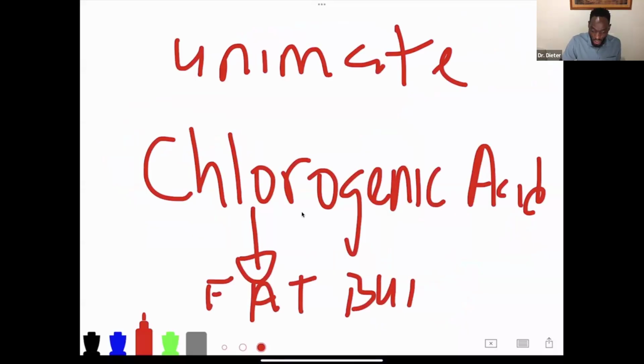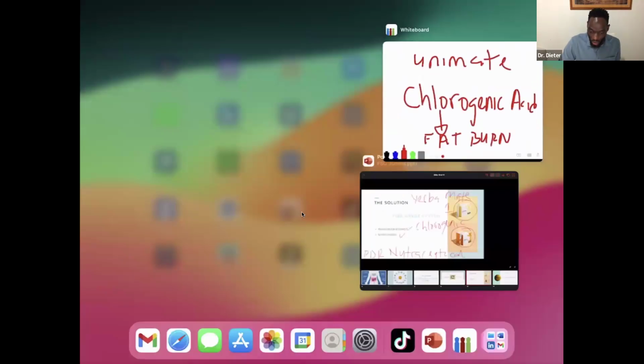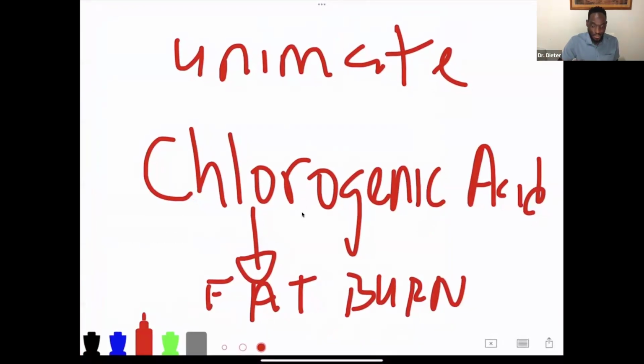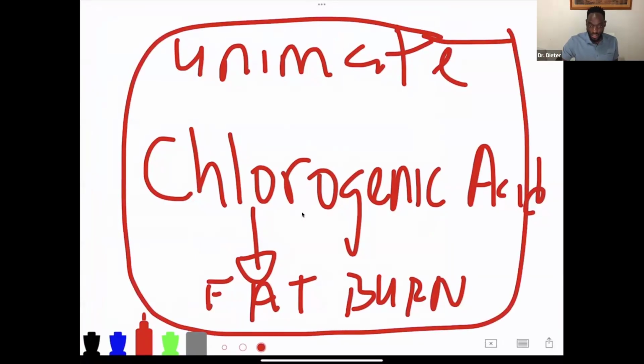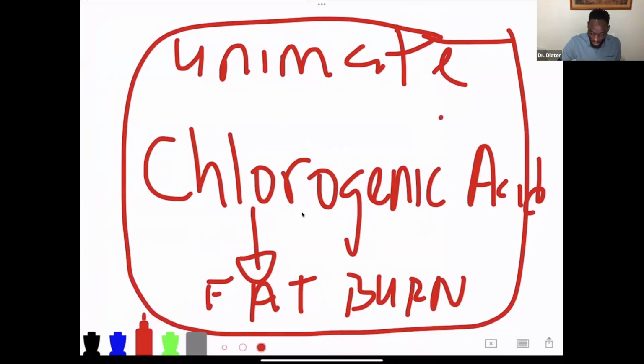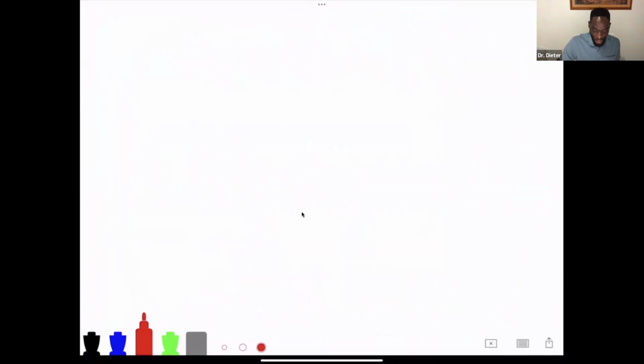Now, the other product in this nutraceutical combination is called Balance. Balance is just fiber made from 5 different plants that have been blended together. Fiber does exactly the same thing that the Unimate does in terms of how it reverses insulin resistance. It causes lipolysis, the burning of fat, and frees the cell of its fat. The other thing that fiber does is help to decrease your glycemic index.